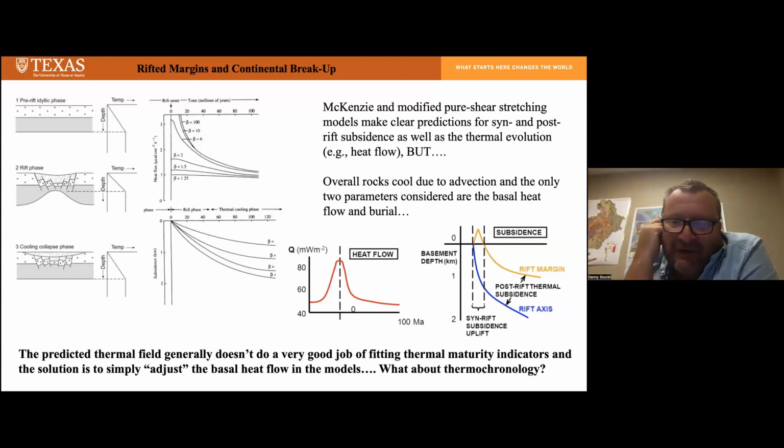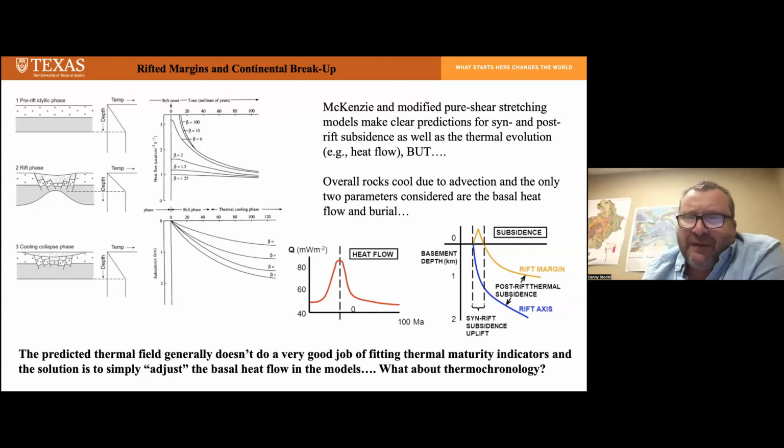About tectonic subsidence and thermal subsidence. And while this works really great, once you get to large beta values, it generally tends to break down, and you're certainly not predicting the thermal maturity indicators very well. And so we need to do better, basically.